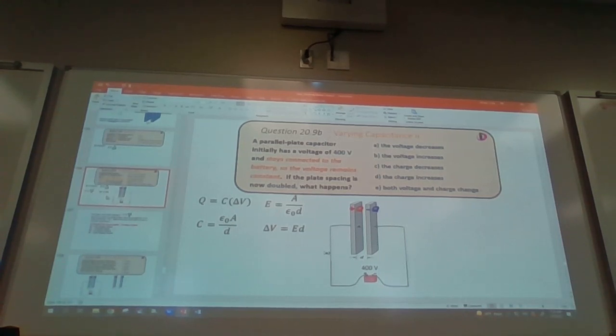Where that came from is we defined coulombs originally based on circuits, and there's a lot of electrons going by.